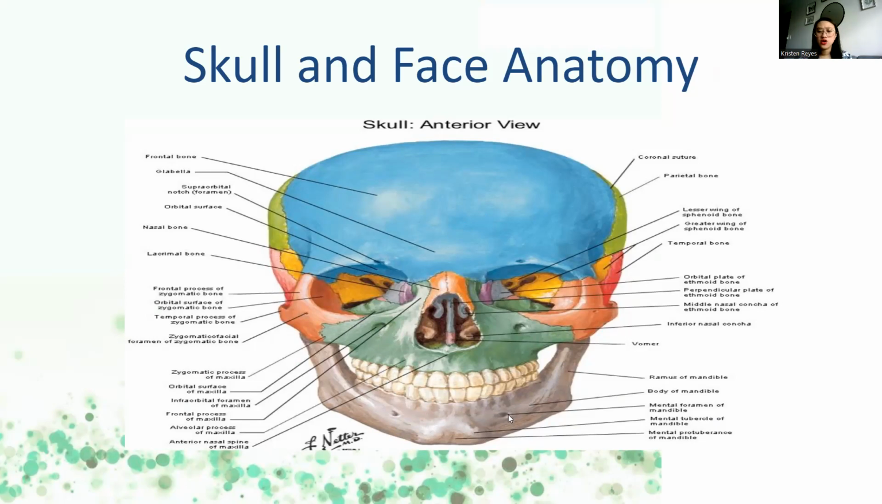So we have different foramens there, meaning openings or holes of the bones wherein nerves enter and exit. So again, frontal bone, nasal bone, zygomatic bone, and maxillary part of the zygomatic bone, and this is your mandible. So behind the eyes, you have your orbital bone and the sphenoid bone.